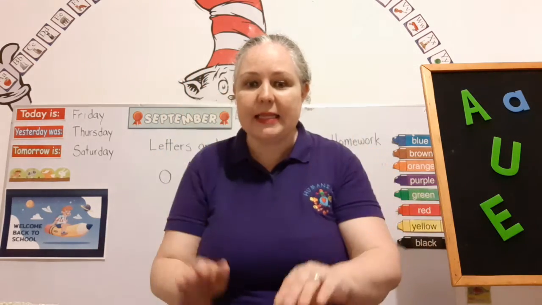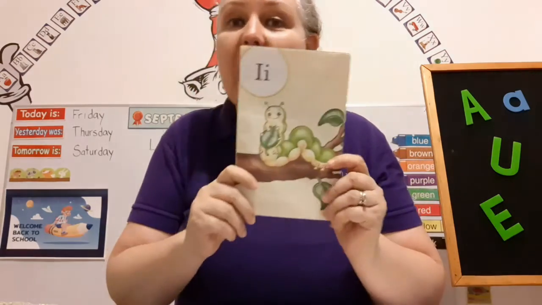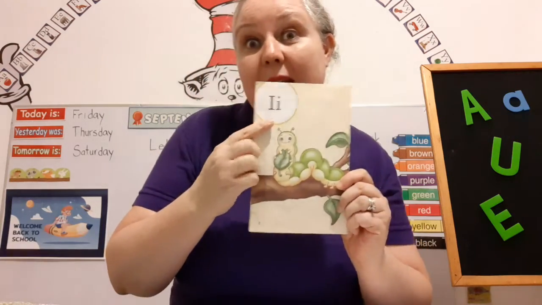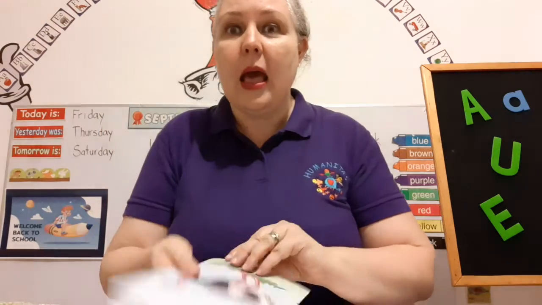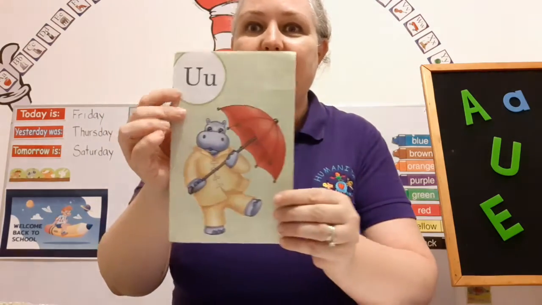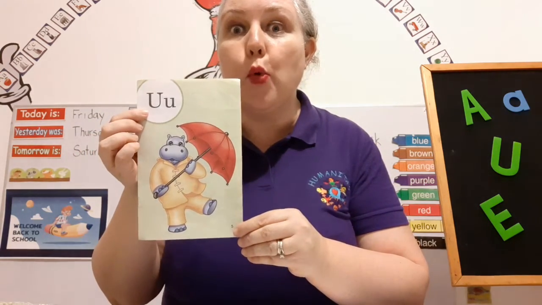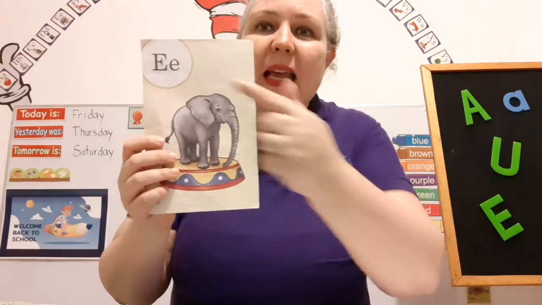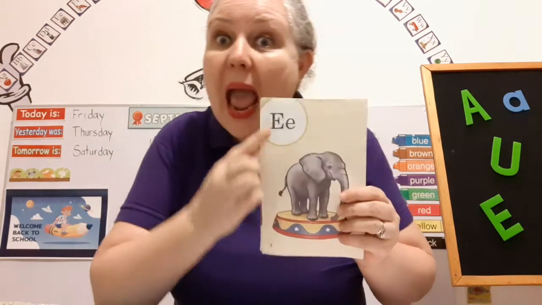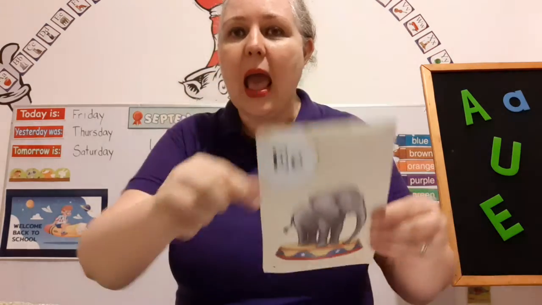Look, listen, the name of this letter is I. It makes a short sound, I, as in inchworm. I says, I, I, I. The name of this letter is U. It makes a short sound, ah, as in umbrella. U says, ah, ah, ah. The name of this letter is E. It makes a short sound, eh, as in elephant. E says, eh, eh, eh.